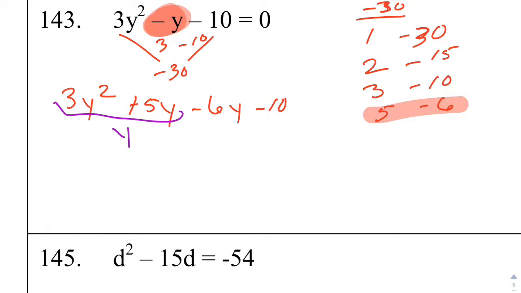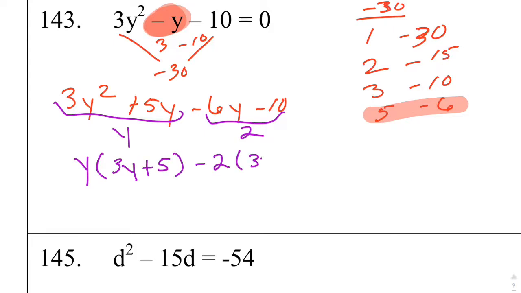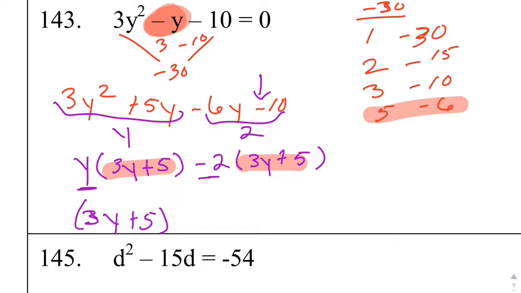I can factor out a y. And out of 6y and 10, I can divide out a 2. So that's going to give me y times 3y plus 5 minus 2 times 3y. Remember when that middle sign here, this one right here is minus, then it changes this one back here. So that becomes plus 5. These match, which is what we're after. So one of my factors is that matching 3y plus 5. The other one comes from the outside here, y minus 2.